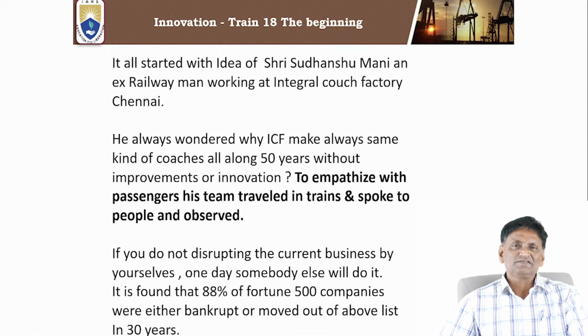This problem was on his mind for so many years. Finally, he got a chance to try out something when he became head of that institution. What he did was first travel along with his team with the real passengers and find out what the customers want, to change this train into a better human experience.